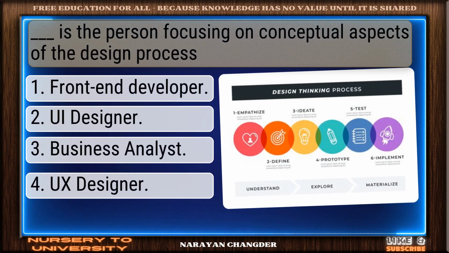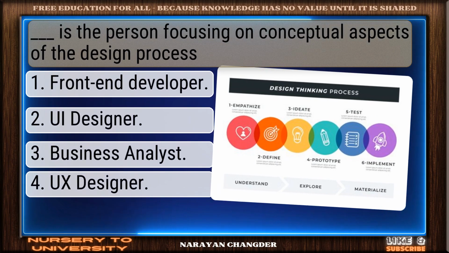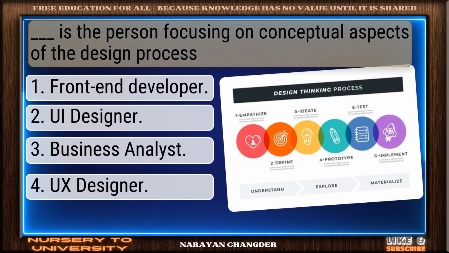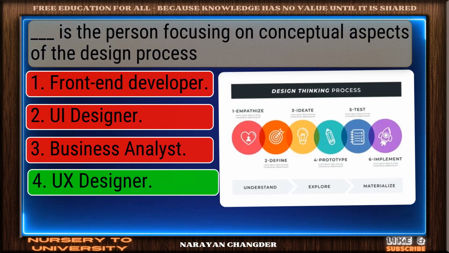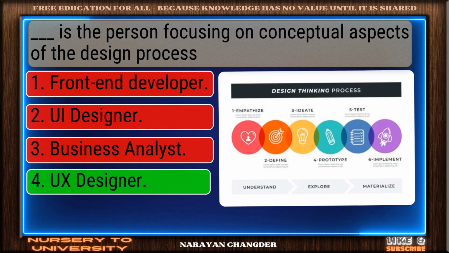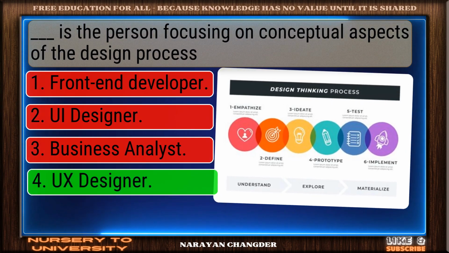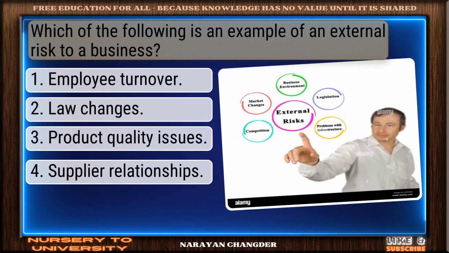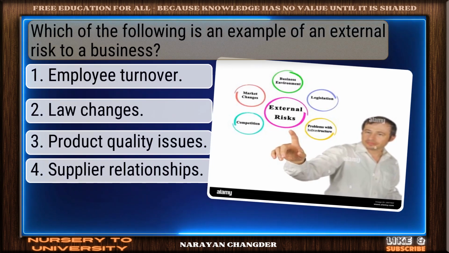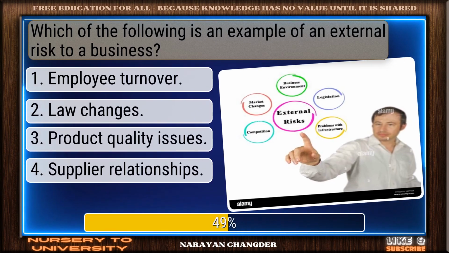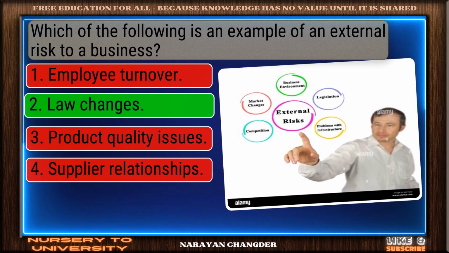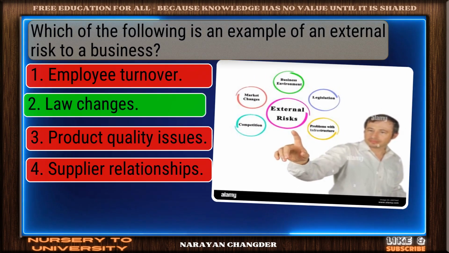Question number 17. Dash is the person focusing on conceptual aspects of the design process. Nicely done. UX designer is a solid answer. Question number 18. Which of the following is an example of an external risk to a business? You chose law changes, and it is correct.